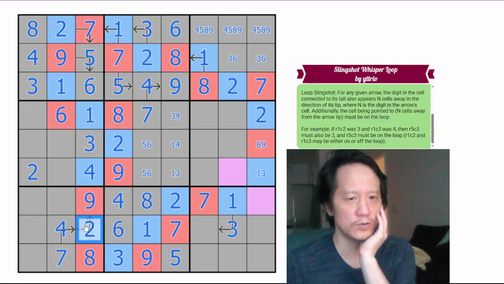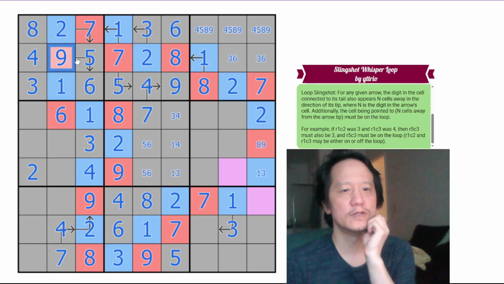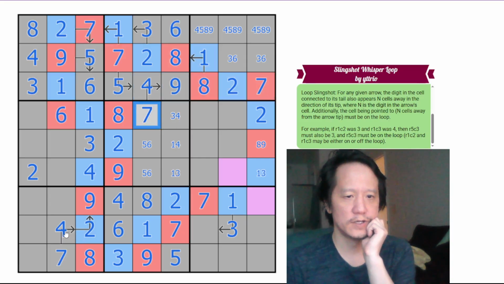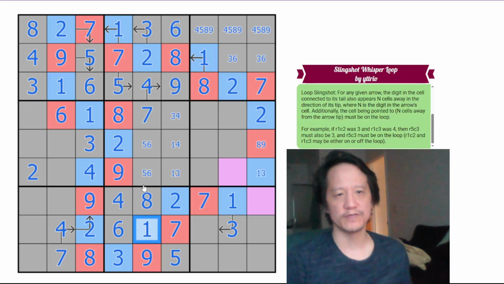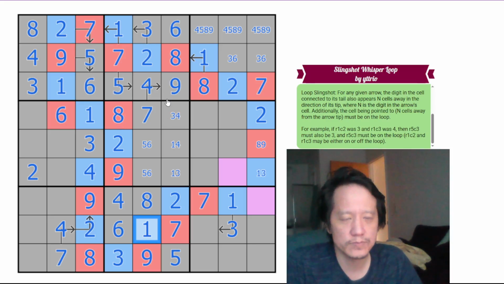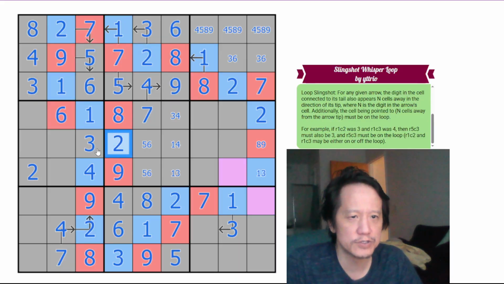So this 2 is on the loop. This 7 is on the loop. This 2 is on the loop. This 9 is on the loop. This 7 is on the loop. This 7 is on the loop. This 8 is on the loop. This 4 is on the loop. This 7 is on the loop. 1, 2, 3, 4. And this 1 is on the loop. 1, 2, 3. So all the loop stuff is done. So this is probably just normal Sudoku now. Except for this part, I guess. So this part will be a little interesting.